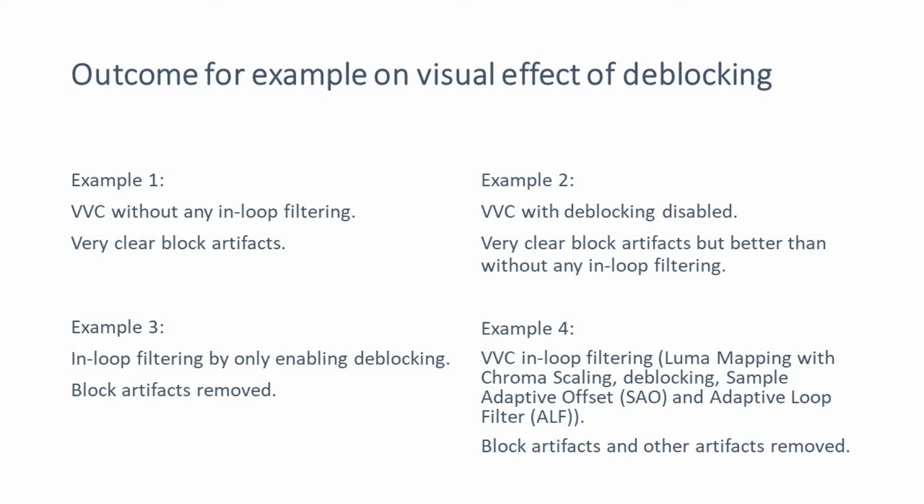So what was the outcome of this example? Well, if you look at example 1, you saw VVC without any in-loop filtering, and there it was very clear that there exist block artifacts. In example 2, when deblocking was disabled, it's also very clear block artifacts, but it's a bit better than without any in-loop filtering. In example 3, when only deblocking was applied, block artifacts were removed. In example 4, when you apply all in-loop filters, block artifacts are removed, but also other coding artifacts.